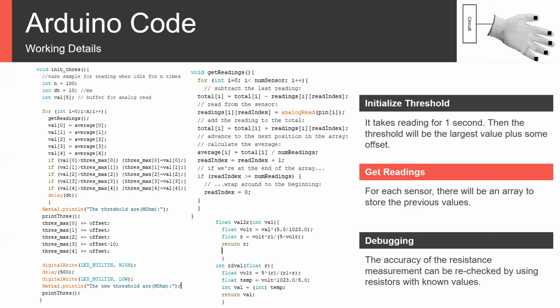Once we get the reading of the resistance value of our sensor, we compare it with the threshold value to judge whether we make the sound or not. And this is the debugging process in the initial stage, where we can measure the accuracy of the resistance measurement before we actually input our sensor.